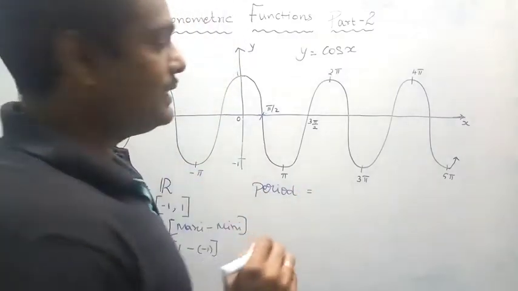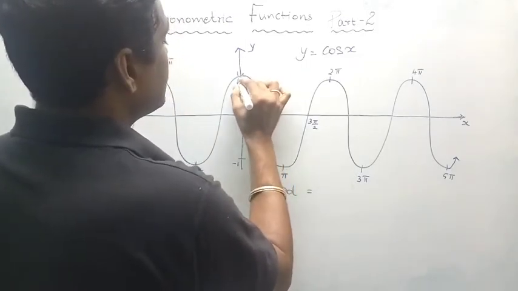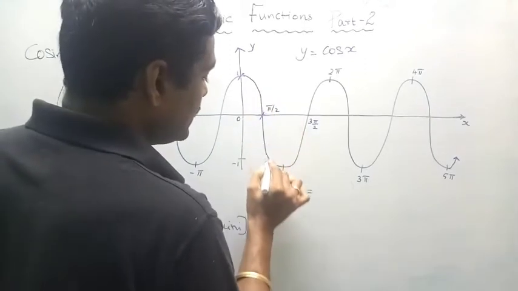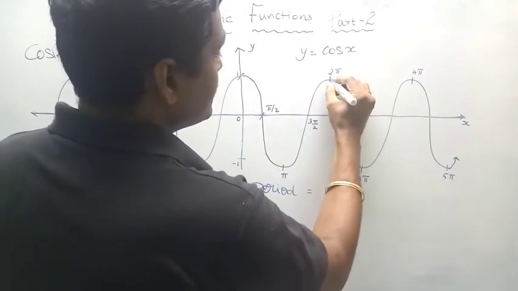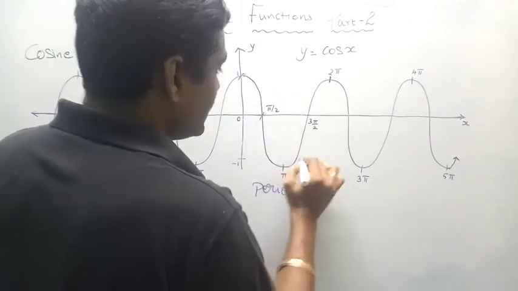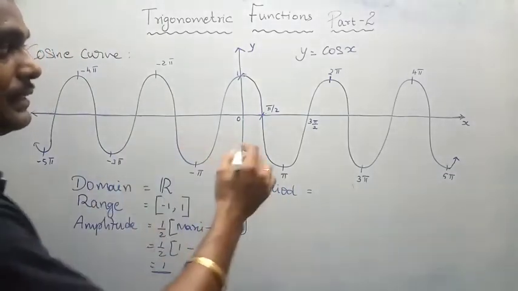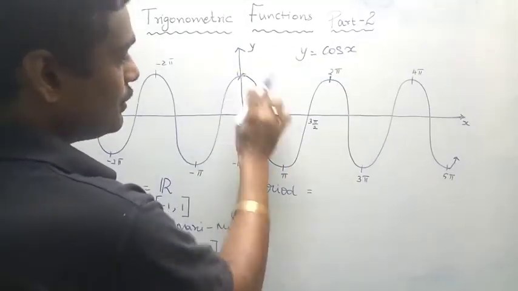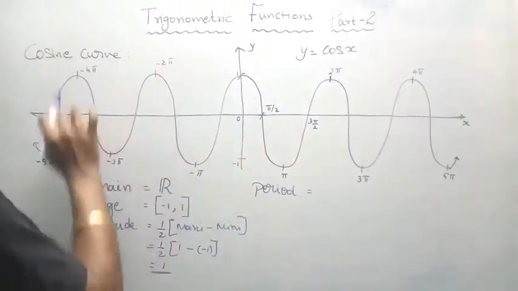Period is 1 cycle. It starts here at 0 degree, goes like this: 90, 180, 270, 360. It reaches 360. This is called 1 cycle. When you see the curve, it repeats on either side. 0 to 2 pi is 1 cycle, and it repeats this side as well as this side.